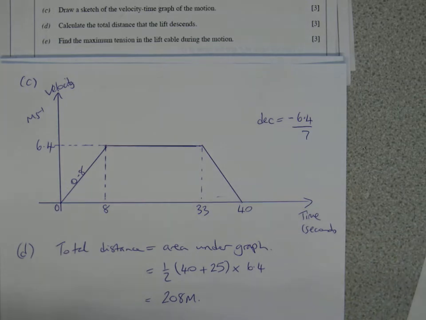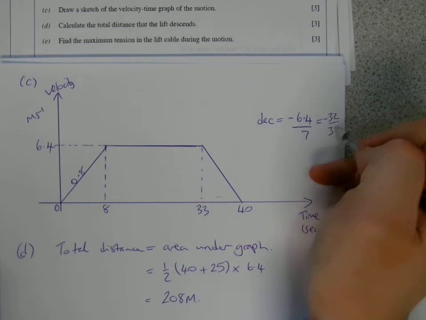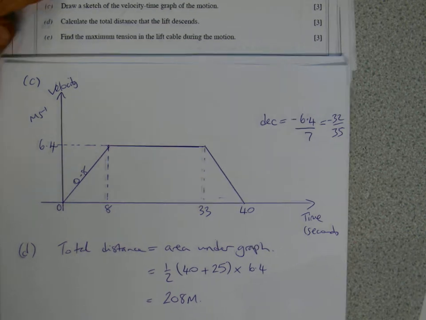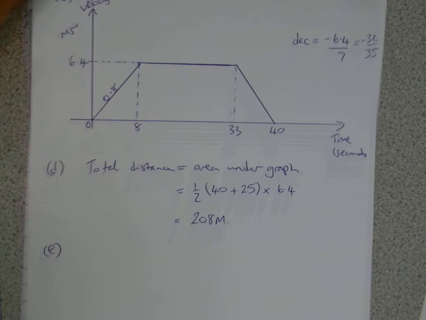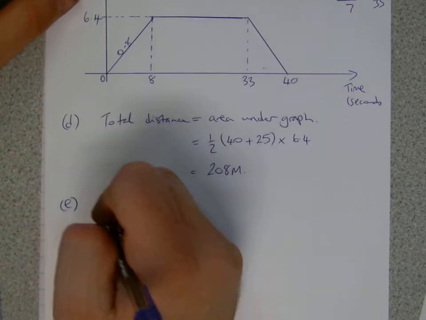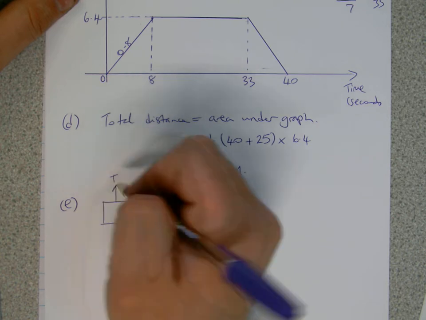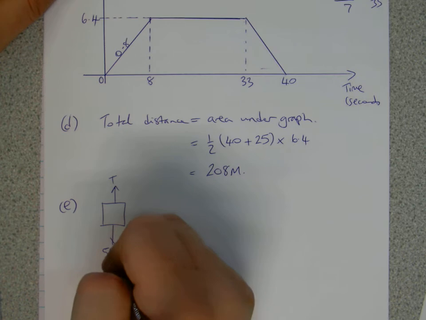Now, I don't know if that simplifies nicely on the calculator. Actually, it just gives us minus 32 over 35. It gives us whole numbers there, so maybe we'll go with that. So what you do need to do then is look at the tension in each phase. If you remember the lift, I'll draw a quick sketch here. So you've got the tension in the cable, and you've got the weight, which is 5,600 g.